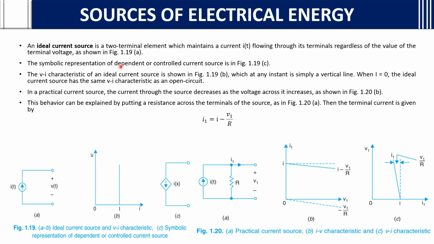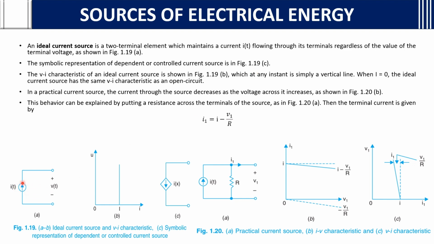An ideal current source is a two-terminal element which maintains a current I of t flowing through its terminals regardless of the value of the terminal voltage. In a voltage source, it is regardless of the current. In a current source, it is regardless of the voltage. The symbolic representation of a dependent or controlled current source.